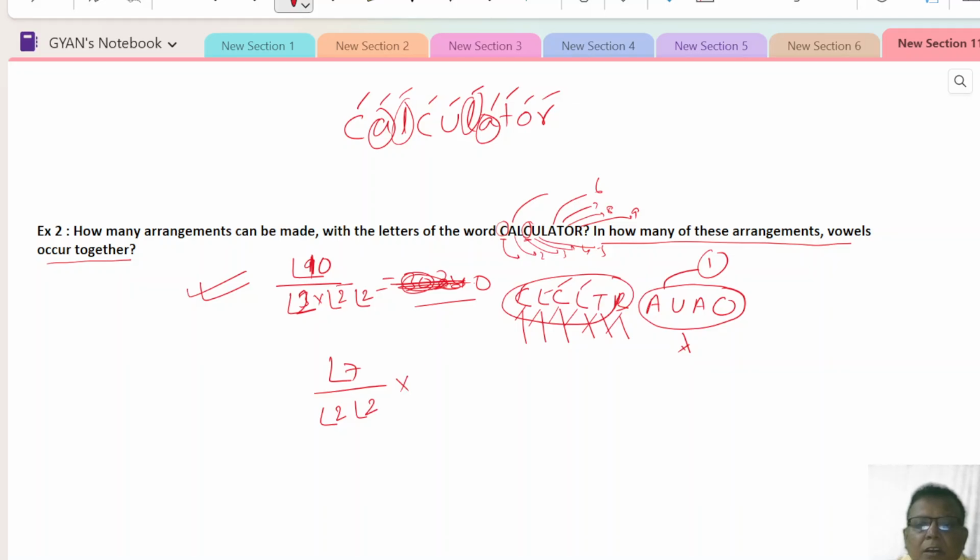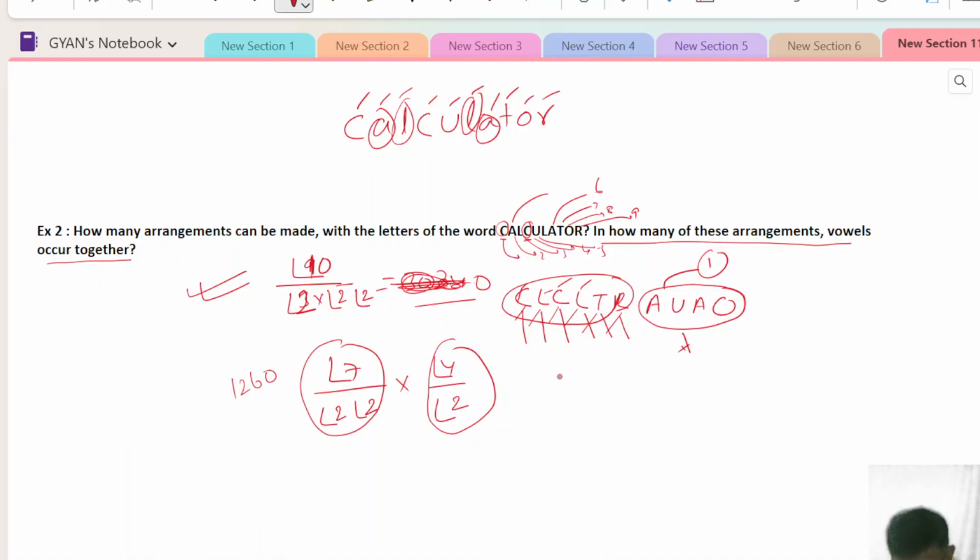And in how many ways can the vowels be arranged? This can be arranged by factorial 4 by factorial 2. So the answer will be how much? Factorial 7 by 2 into 2 will be 1260, and this will be 12. If you multiply both, you get 15120. So that is the answer.